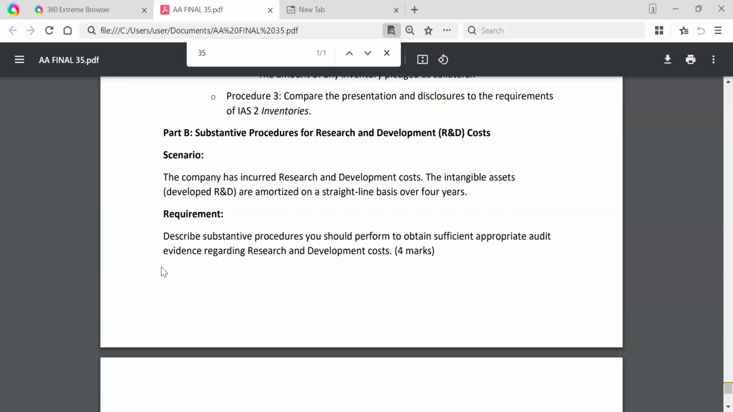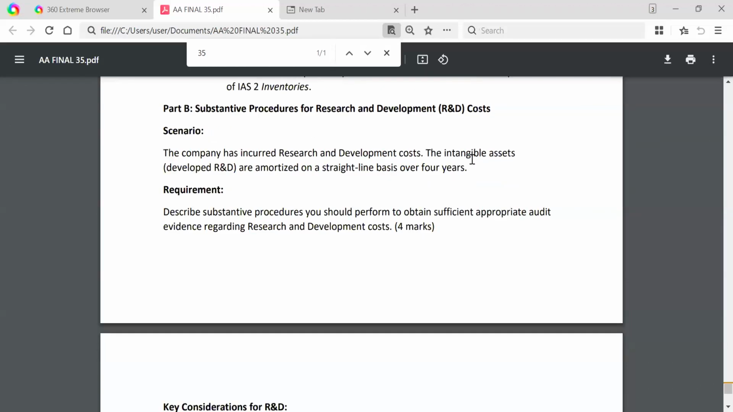This is very, very easy, really. So we are told here, ladies and gentlemen, substantive procedures for research. The scenario: the company has incurred research and development costs. It's an intangible asset. Developed research and development are amortized on a straight line basis over 4 years.